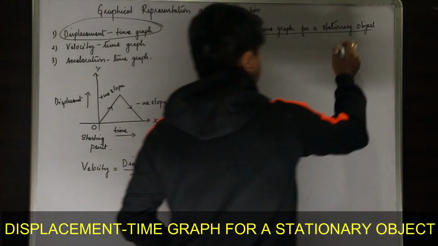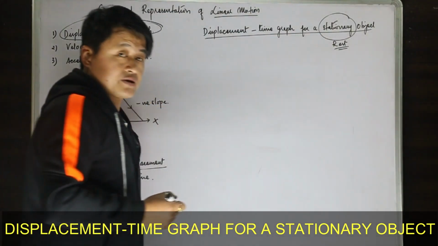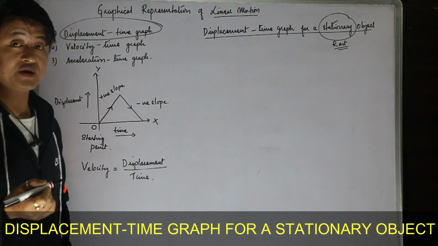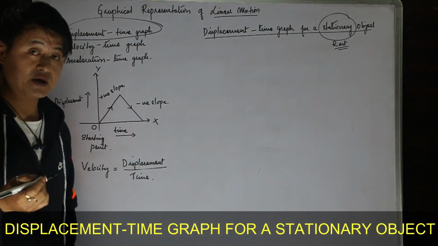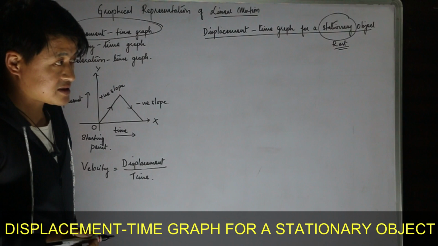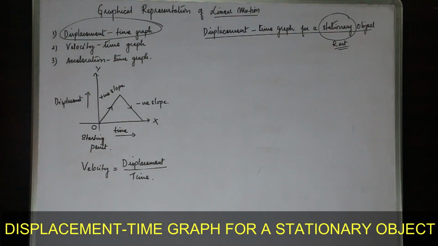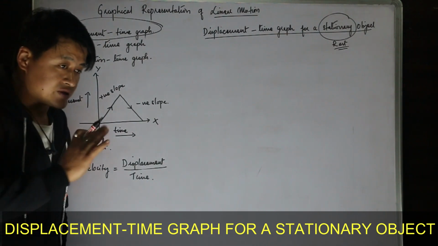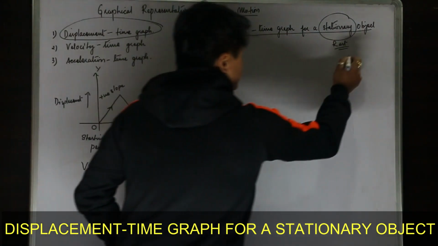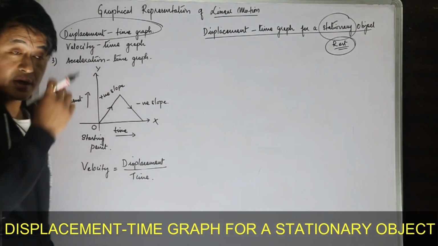What is stationary? Stationary means rest. We know the definition of rest. A body is said to be at rest when it does not change its position with respect to its surroundings. We'll just consider here the term rest. So what is rest?